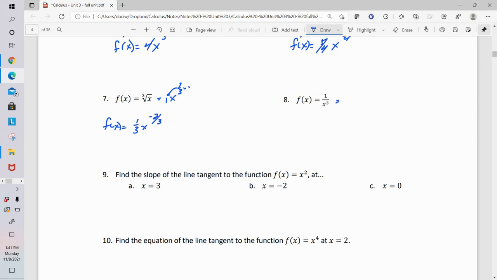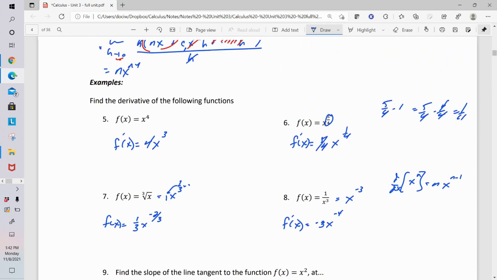If I'm dividing, f of x equals 1 divided by x to the third, that's x to the negative 3. My rule tells me that the derivative of x to the n is n x to the n minus 1. So the derivative of x to the negative 3 is negative 3 x to the negative 4, because negative 3 minus 1 is negative 4. Okay, so there's a quick look at the power rule.